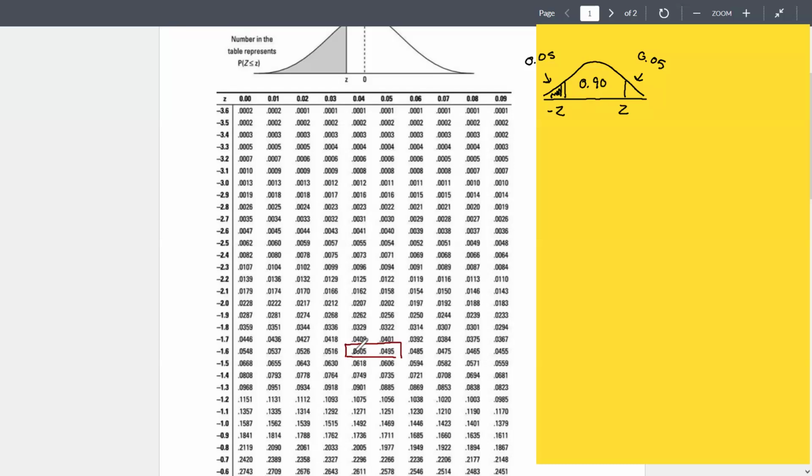In this case, we have 0.0505 and 0.0495. Both of them are equally the same distance from 0.05. So what we're actually going to do is take two z-scores. For an area of 0.0505, that z-score is going to be negative 1.64. There we go. Sorry, my thing is up here.